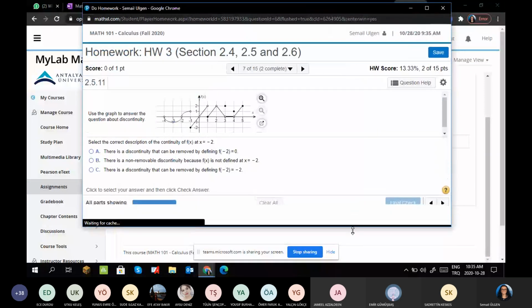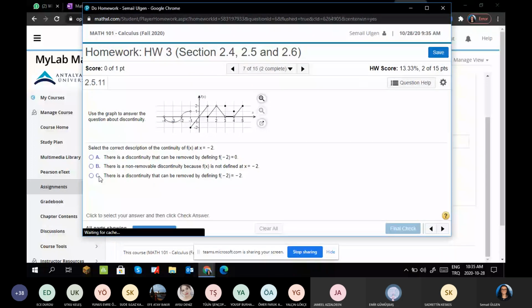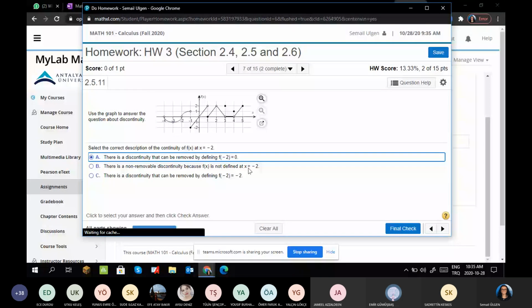Okay, so let's check the other options. There is a non-removable discontinuity because f of x is not defined at x equals -2. This is not right. There is a removable discontinuity, not non-removable. Non-removable means you cannot extend it to a continuous function. Removable discontinuity means you can remove the discontinuity and make it a continuous function. So that option is not right.